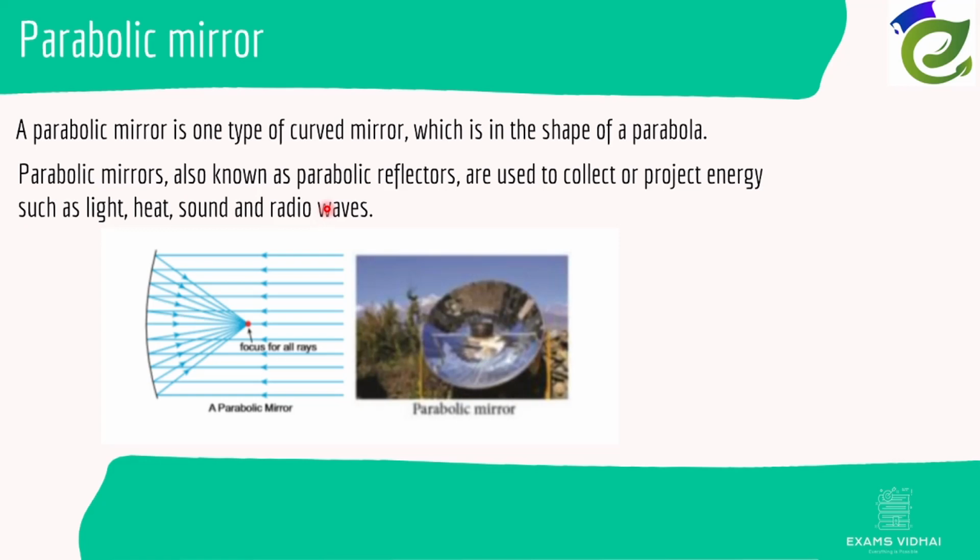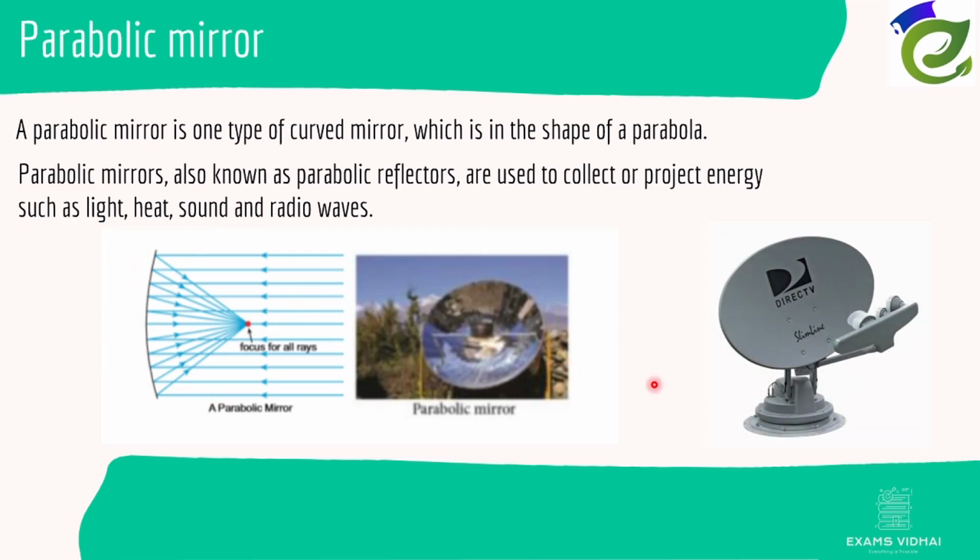Parabolic mirrors are also known as parabolic reflectors. They are used to collect or project energy such as heat, light, sound, and radio waves. So this is a parabolic mirror, and the reason why many people choose a parabolic mirror over the spherical mirror, I'll tell you in just a jiffy. You can actually see a parabolic mirror right at your home if you have a dish TV, something like this. This curved surface is actually the shape of a parabola, not a ball. It's not a spherical surface, but rather a parabolic surface. So let's take a closer look at these mirrors that we have discussed.